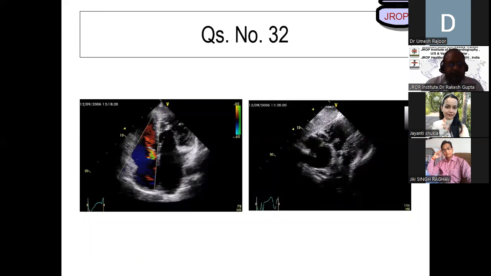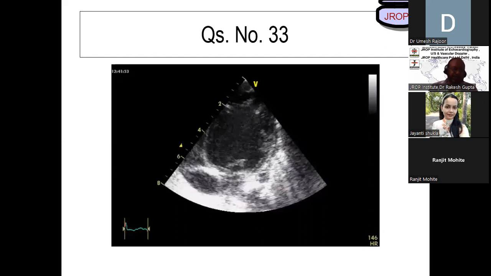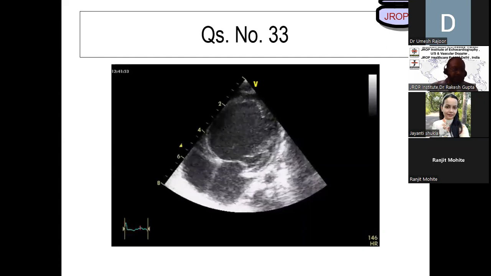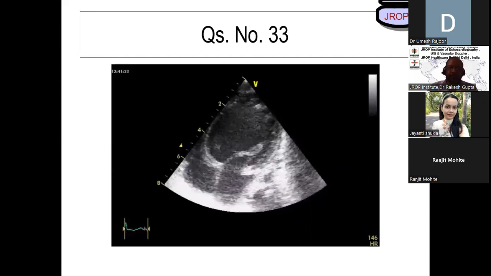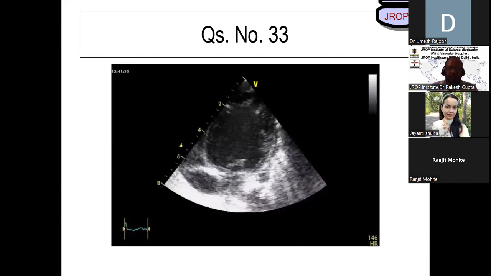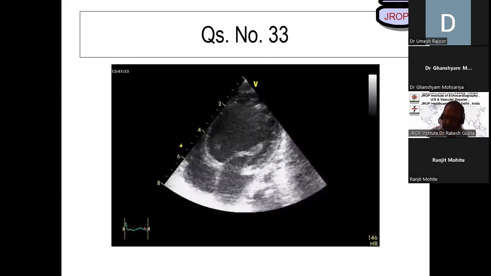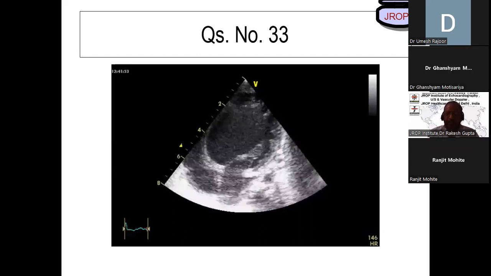Tough, a little bit tough. So we go to next, Ranjit Moite. Ranjit? Yes, sir. Improve your score now. This is a newborn, born with this illness. Very simple slide, Ranjit. Yes or no? Ranjit, quick.